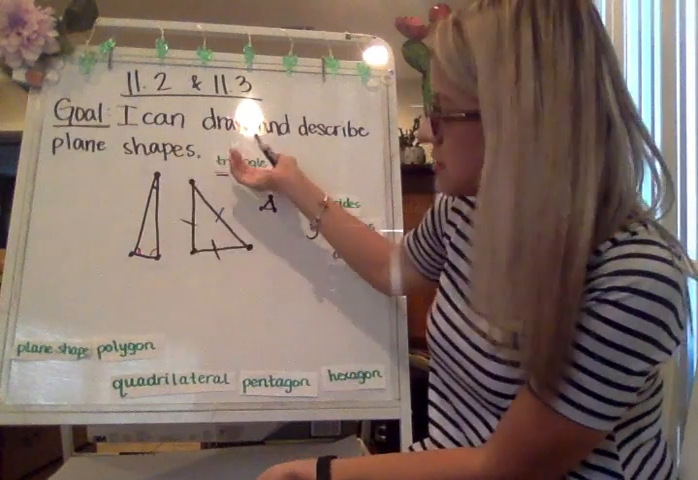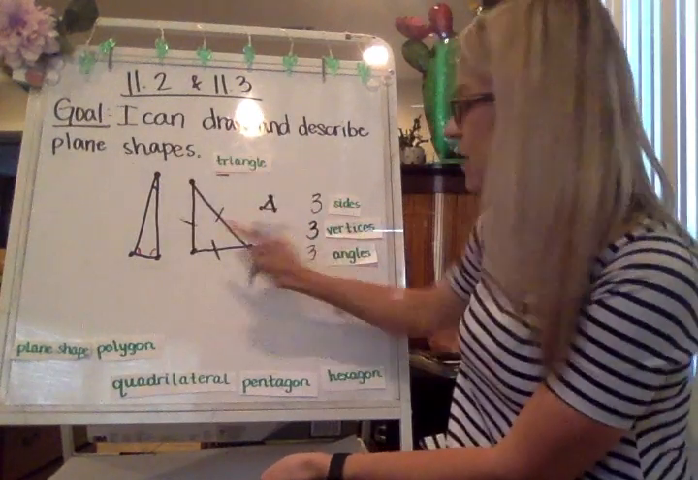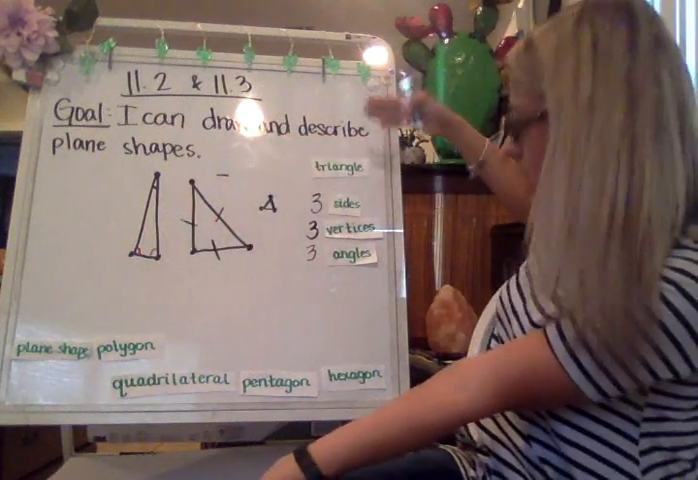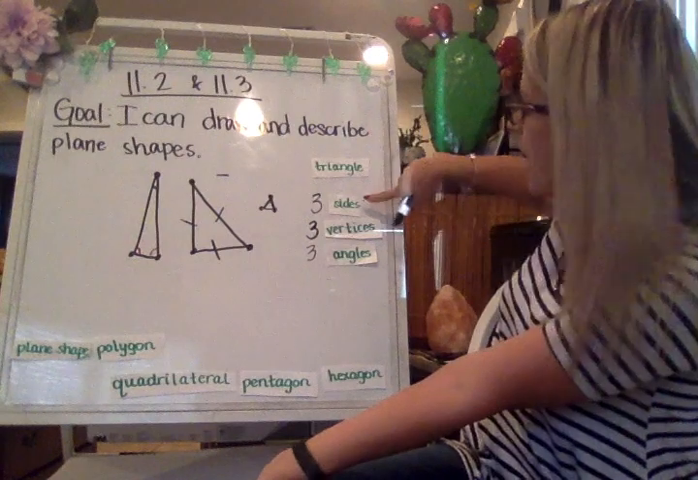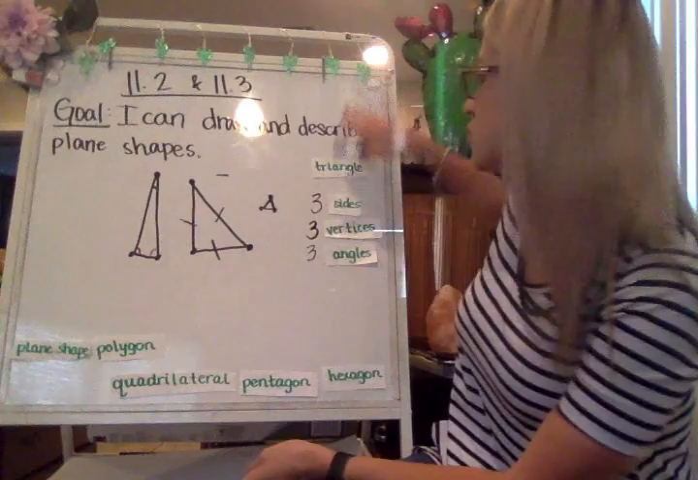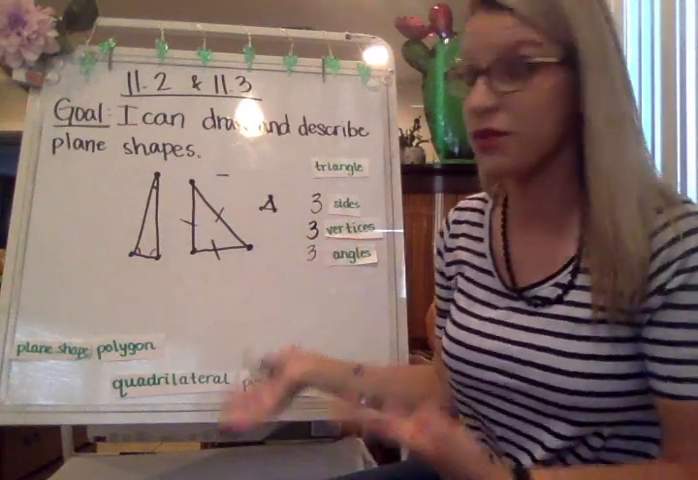But angles, I want you to notice that there are three angles on each triangle. So if I'm talking about this triangle, remember, it has three sides. It has three vertices. It also has three angles. So triangle, all of those have to do with the number 3.